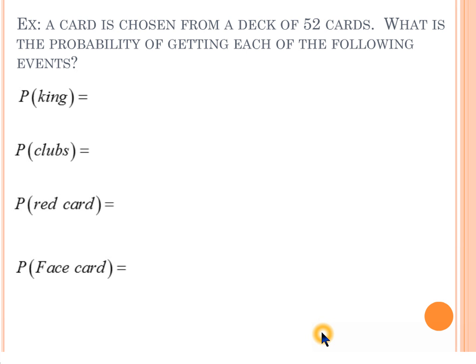All right, so that concludes the very first lesson in chapter number 7, what is probability? And we'll see you again in the next video.